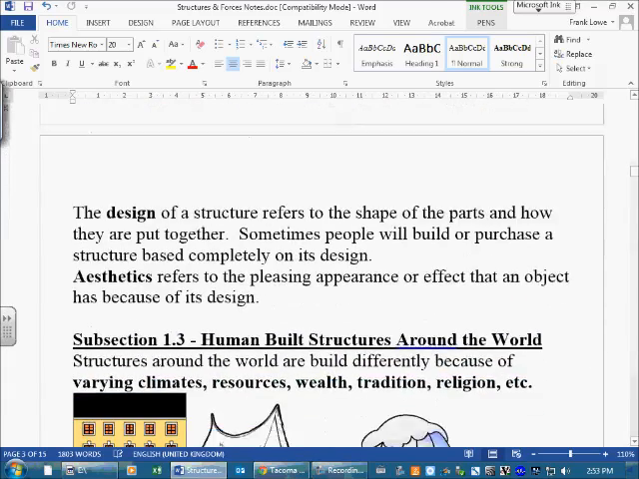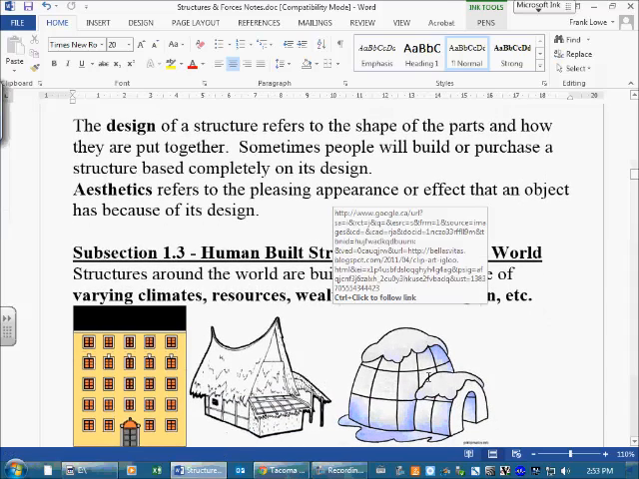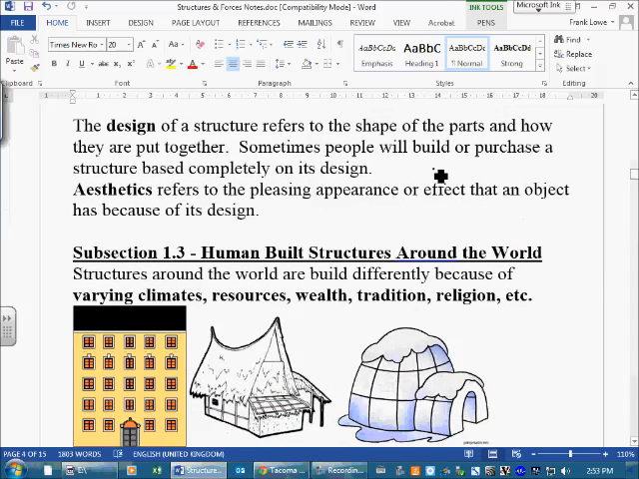Now, cruising right along, I've thrown this word design around a lot. Just a simple definition of design.